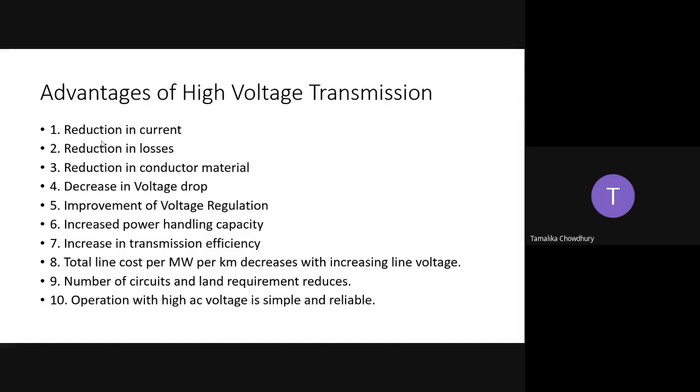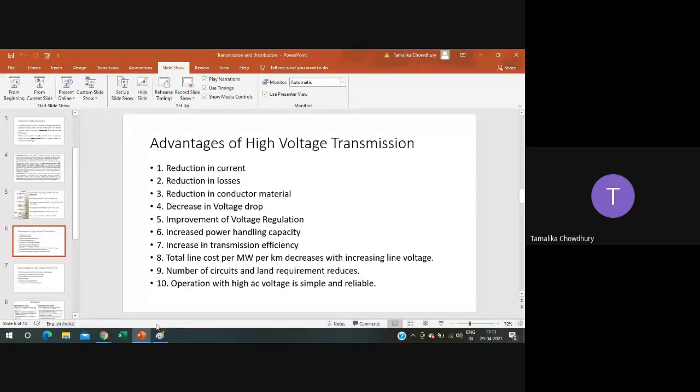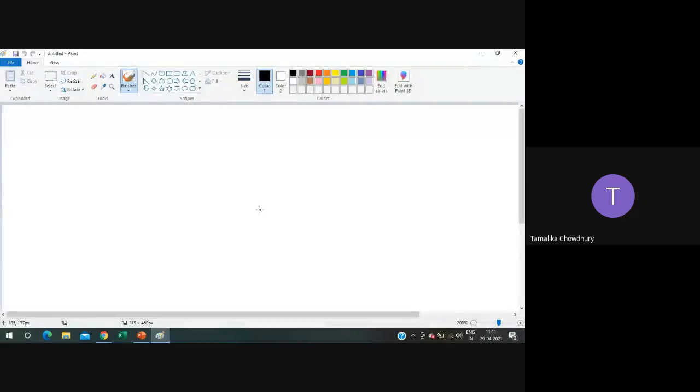As I explained in the previous class, reduction in current is the first part. I told you the formula for this, if you remember. So everyone ready with the pen and paper, right? Yes, ma'am. So for the first part I am just explaining the reduction in current. Just watch the screen.